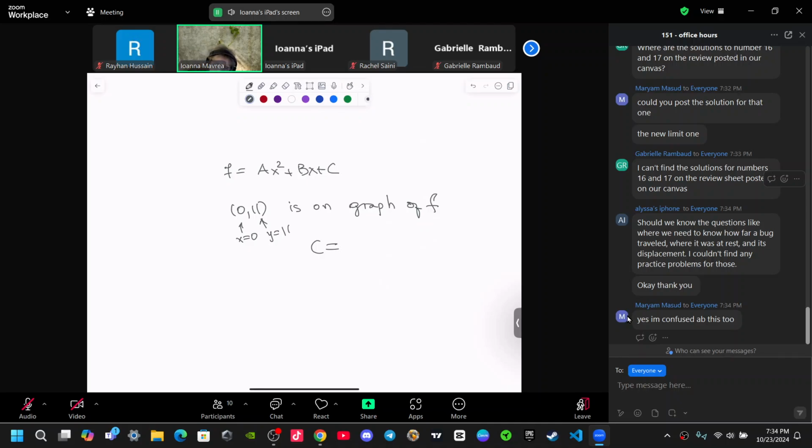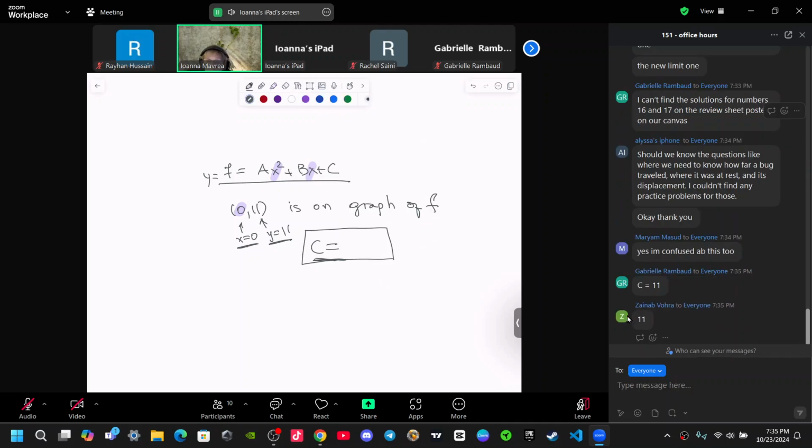okay, so that tells you if you plug in 0 for x, the y coordinate is going to become 11. So what does that tell you about this value of c? Plug in 0 for x, here's an x, and here's an x. If you make those both 0, the y coordinate is going to become 11. So c must be 11. Right? This is the c, right?